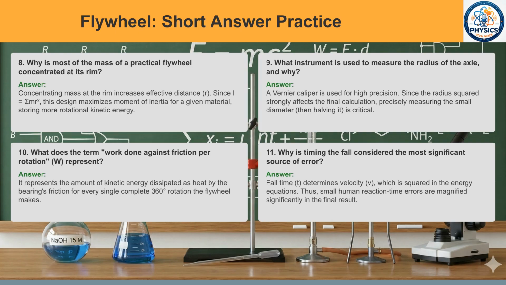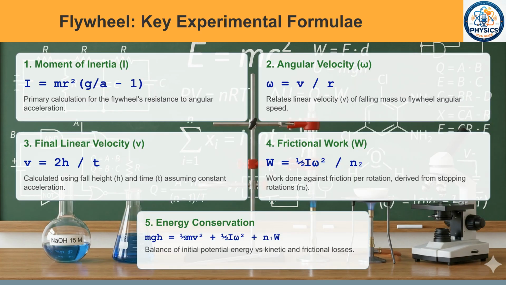Timing the fall is the most significant source of error, because small errors in time are magnified in the velocity squared term. Here are the key experimental formulae. The moment of inertia, I, is calculated as mr squared times the quantity g over a minus 1. Angular velocity is omega equals v over r. Final linear velocity is v equals 2h over t. Frictional work, W, is rotational kinetic energy divided by N2. The energy conservation equation balances potential, kinetic, and frictional losses.